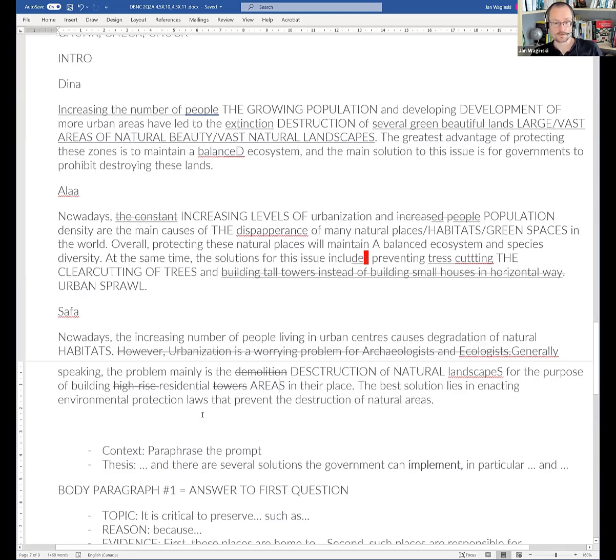Mainly is the destruction of natural landscapes for the purpose of building residential areas in their place. Best solution lies in enacting environmental protection laws that prevent the destruction of natural areas. Yes, but is this the solution that you're going to be talking about in the body paragraph? Yes, like if there was any license to build any big building or something, you need to make sure this does not harm any park areas or something like this. Okay, so that'll depend on what you put in the body paragraphs, but that sounds fine. I'll have to see what it looks like in the final version.